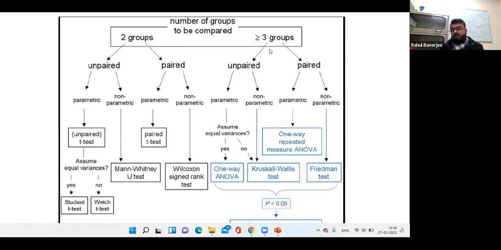If the number of groups is more than 2, that is 3 or greater, then again you have paired as well as unpaired. For unpaired, you have one-way ANOVA. If you want to do a non-parametric version of it, you have the Kruskal-Wallis test. Again, for paired, for parametric test, you have one-way repeated measures ANOVA or two-way ANOVA. And for non-parametric, you have the Friedman test. Okay. So this is a flow chart which shows which test you have to perform under what situation and what kind of data you have.